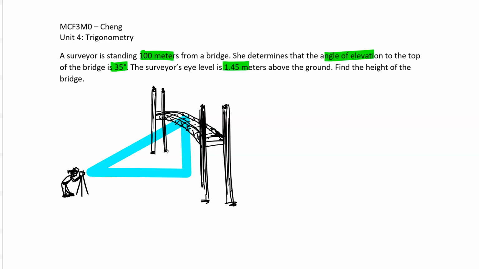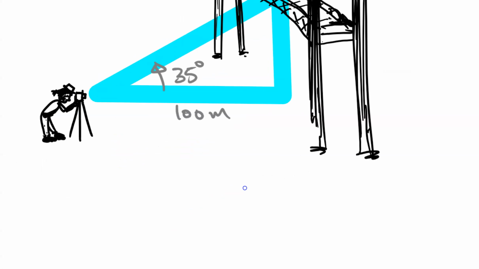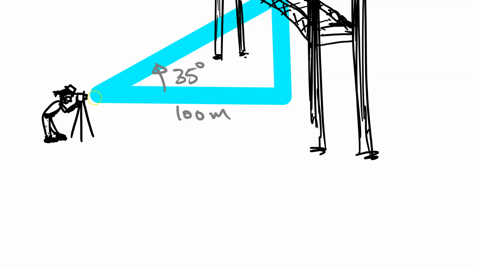Here we go. What we know is the surveyor is 100 meters from a bridge. She determines that the angle of elevation to the top of the bridge here is 35 degrees. Okay, and we have this little detail that's occurring, and what it's saying is that the surveyor's eye level is 1.45. This distance is 1.45 meters. And we're going to have to add this to the total height that we find.